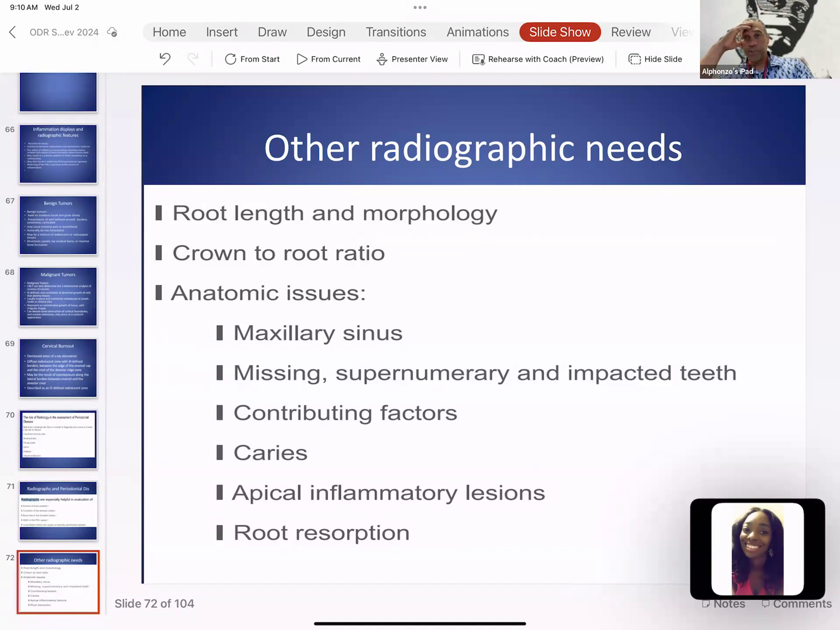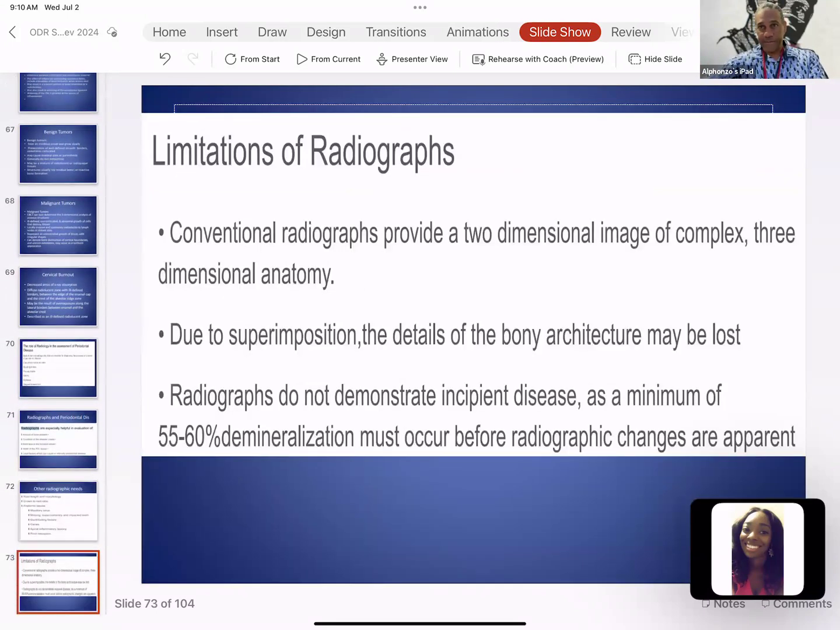Okay, you'll also be able to see the root length and the morphology, the crown to root ratio. You can evaluate the sinuses, the teeth, and whatever contributing factors, some things that you can see, like again, calculus and maybe overhangs from restorations and those kinds of things. Caries, apical inflammatory lesions. So if it's got an abscess or if there's a darkening around the apices of the teeth, you'll be able to see that. You'll be able to see root resorption also.